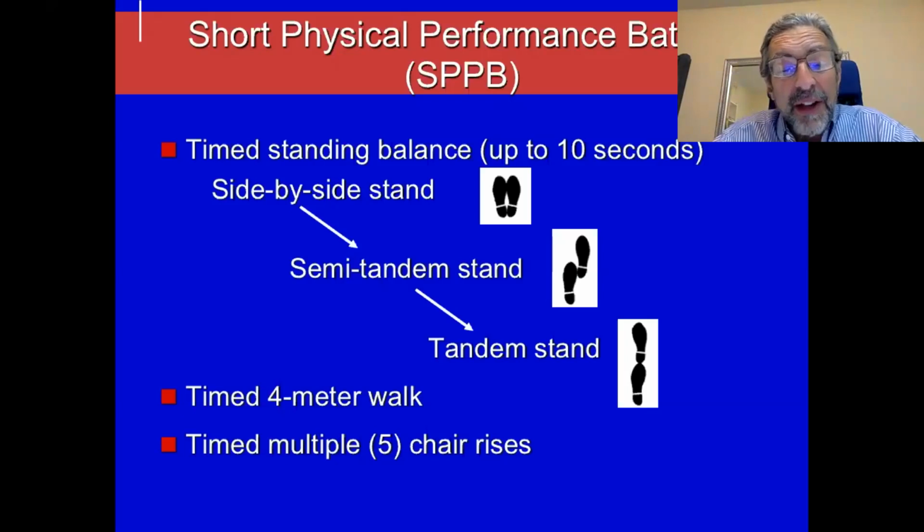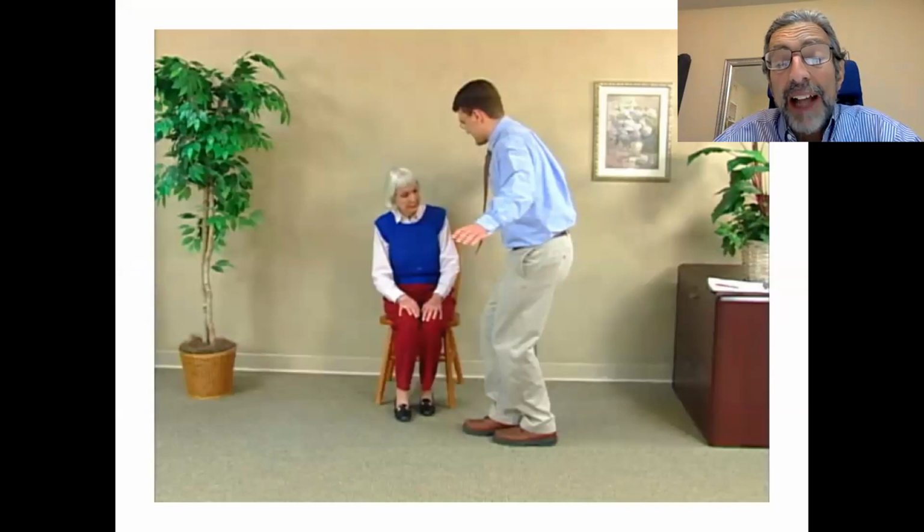And then the hardest part of this test is we ask people to stand up and sit down from a chair 5 times as quickly as possible. Seems like a very simple test, but what we learned over time is that it's very powerful in predicting outcomes. And so I'll just show examples of someone doing this test. We first demonstrate each of the positions. This is the examiner demonstrating the semi-tandem stand.